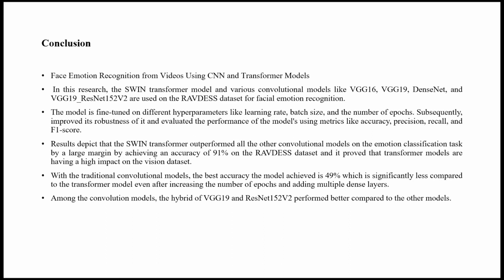When we compare among the traditional models, the best accuracy we were able to achieve is 49%, which is obviously very low compared to the transformer models. We even tried increasing the number of epochs, up to 50 epochs for the traditional models, and we were able to achieve only 49%. But with the transformer model, even after 10 epochs, we saw a significant increase in accuracy and F1 score. Among the convolution models, the hybrid model is better compared to the other models. So these are the observations we made from our research paper.